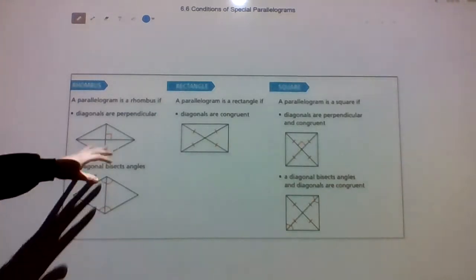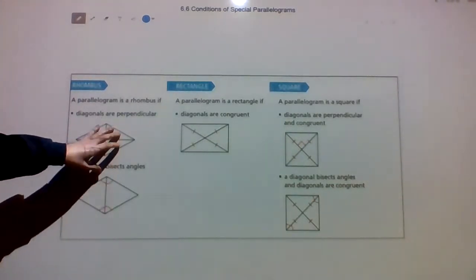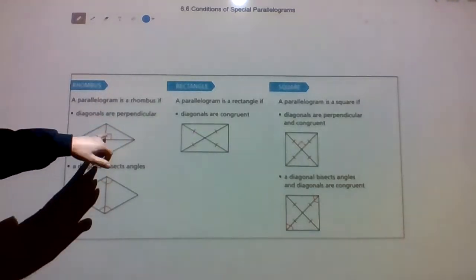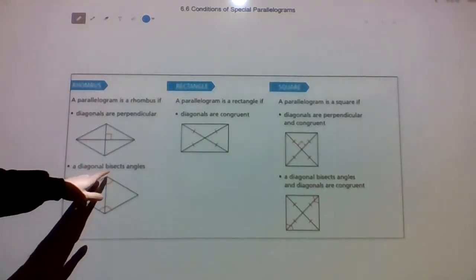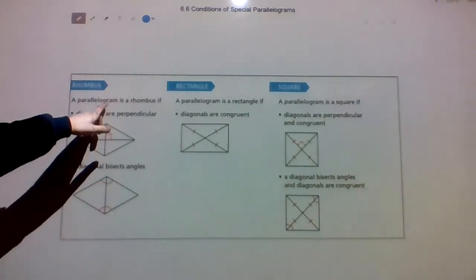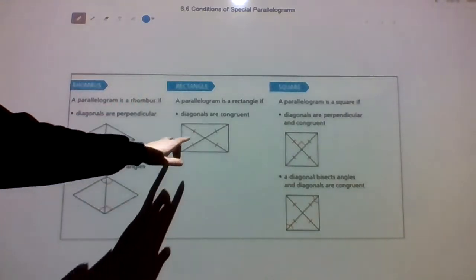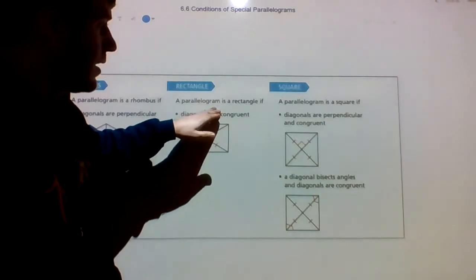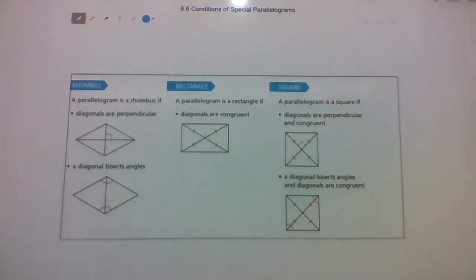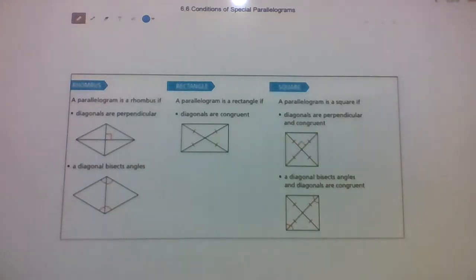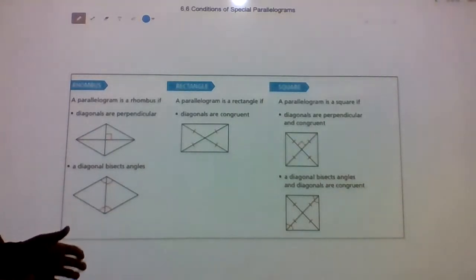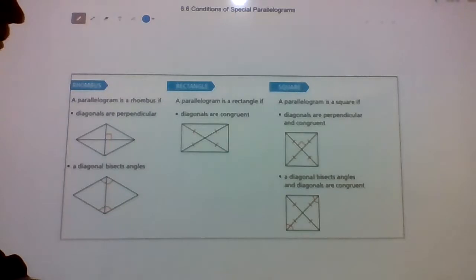It's basically saying if you have a parallelogram with diagonals that are perpendicular, then it's a rhombus. If you have diagonals that bisect opposite angles, then that parallelogram is a rhombus. If you have diagonals that are congruent, then that parallelogram is a rectangle. Okay, so it's kind of like the converse. It is the converse of each of those theorems and properties we did in the last section.